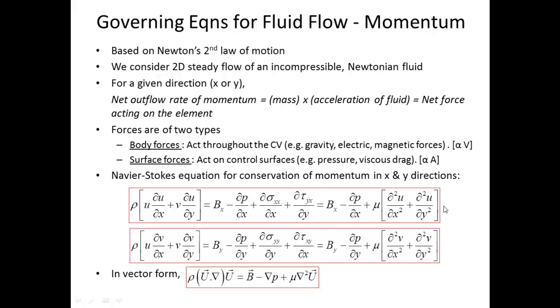So this is the equation for the x momentum. There is a corresponding equation for the y momentum. You can see that the x momentum involves derivatives of the x component of velocity, that is u, and the y momentum equation involves the y component of the velocity, that is small v. We can also express the total momentum conservation in a vectorial form using the del operator as given in the final expression here.